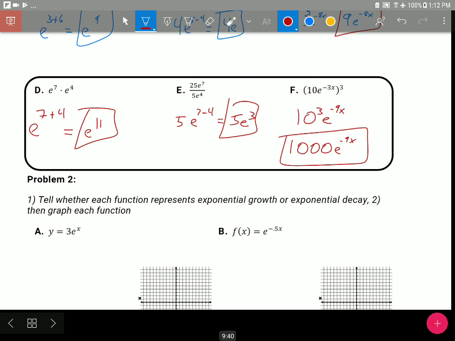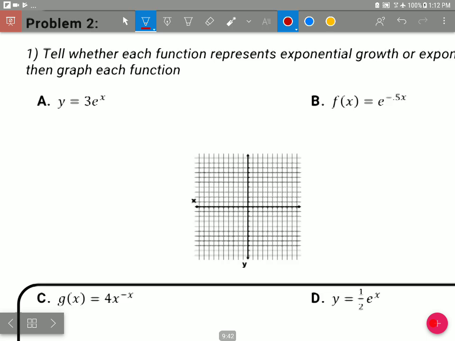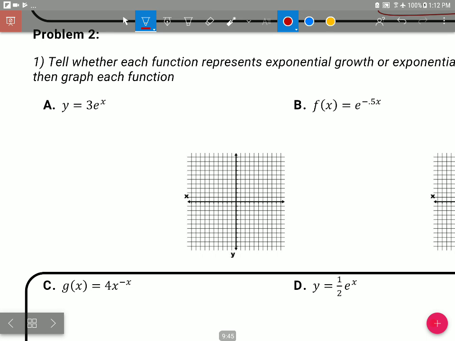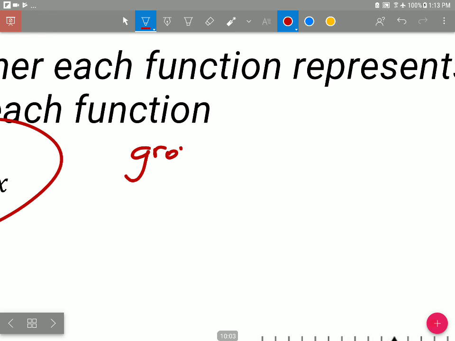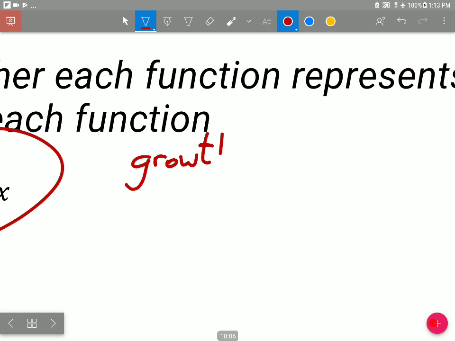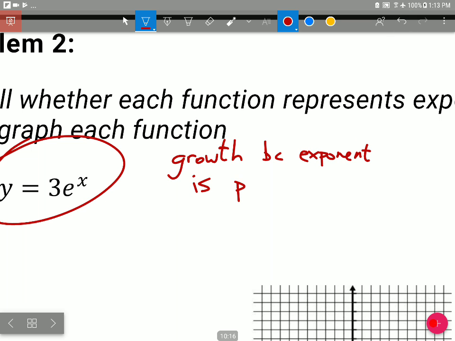Let's talk about graphing these real quick. Tell whether each function represents exponential growth or exponential decay. So letter A, what is that? Growth or decay? Growth. Why is it growth? Because the base is bigger than 1, you're right, but there's the other reason we talked about. Because the exponent is positive. Okay, good. So we're going to say growth because exponent is positive.